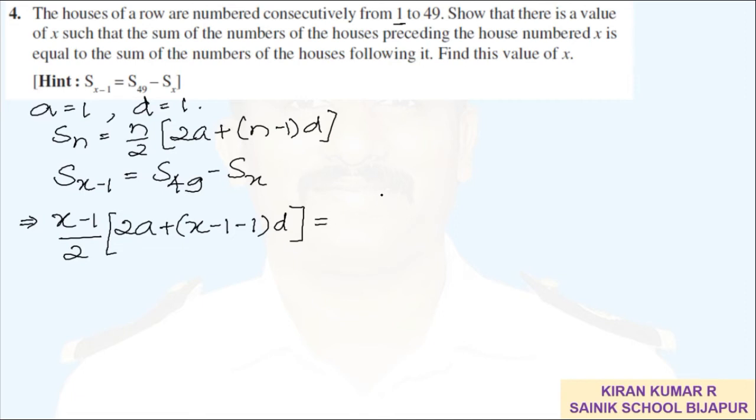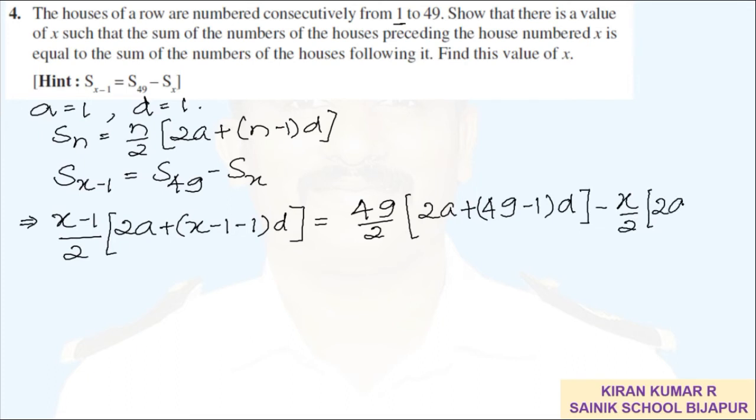In the right hand side, I will be having 49 upon 2 times of 2a plus 49 minus 1 into d, minus Sx, which is x by 2 times of 2a plus x minus 1 into d. I have directly substituted using the formula.